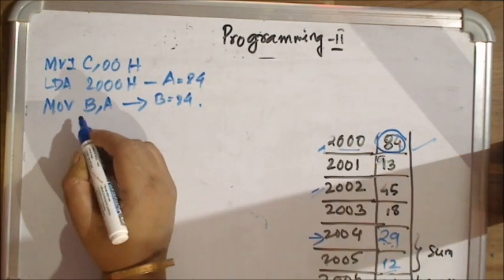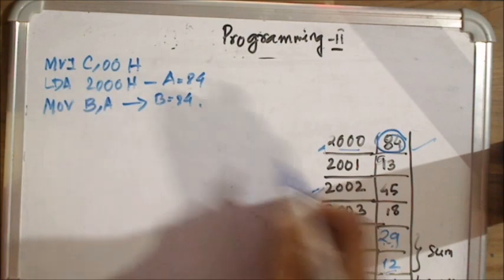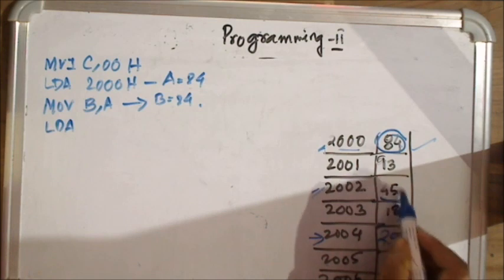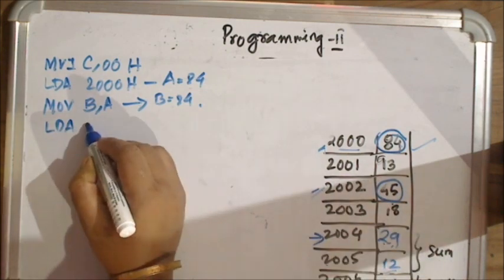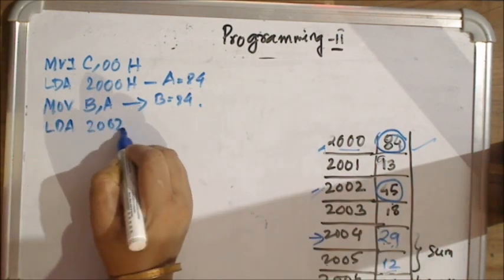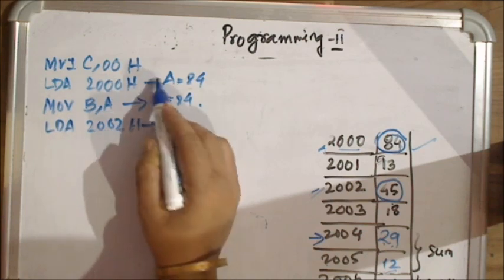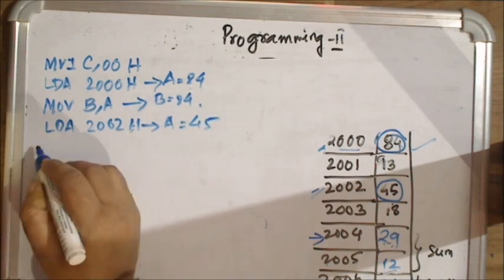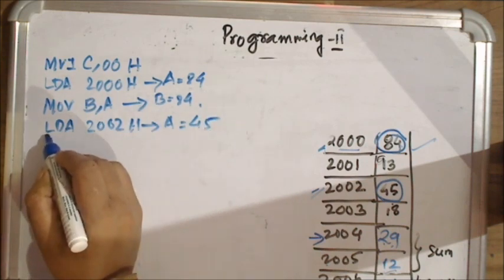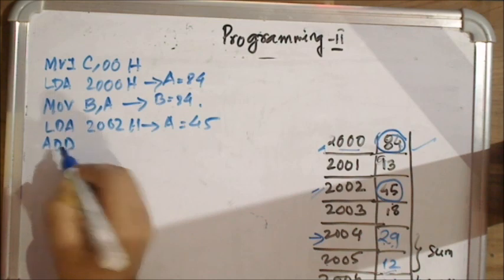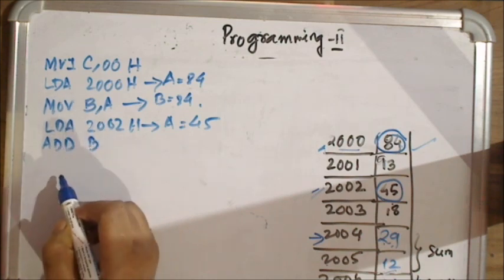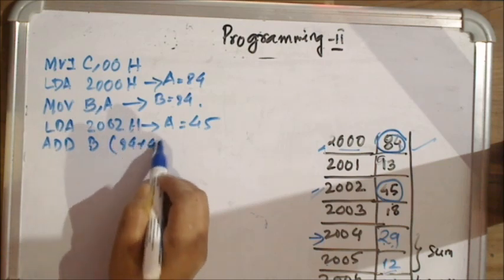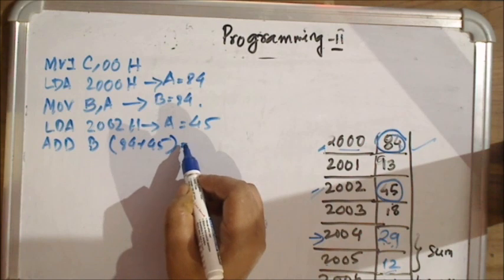Now take the data from 2002 into A. The lower byte of the second number we will take into A. So LDA 2002H. So A will now be loaded with 45. So what do you do next? We have to add the numbers. So ADD B. So 84 plus 45.